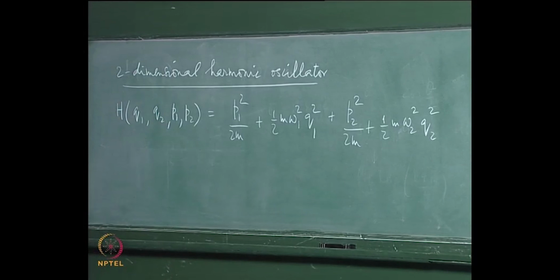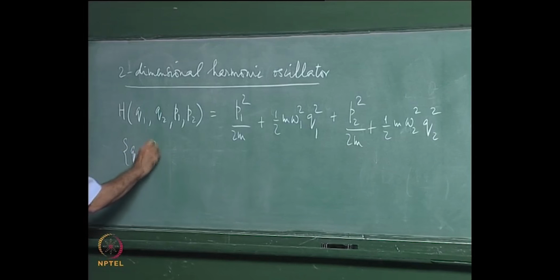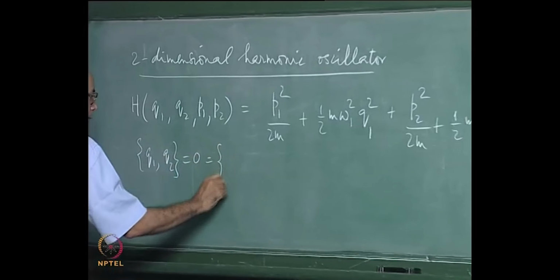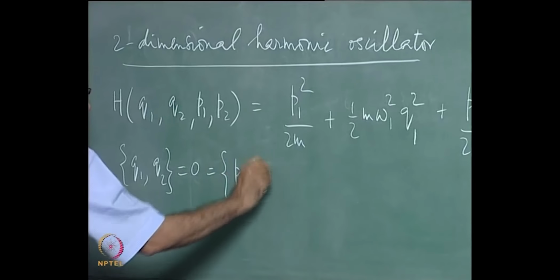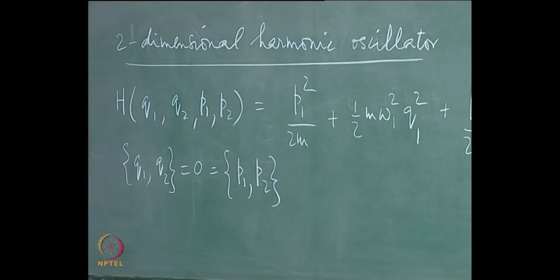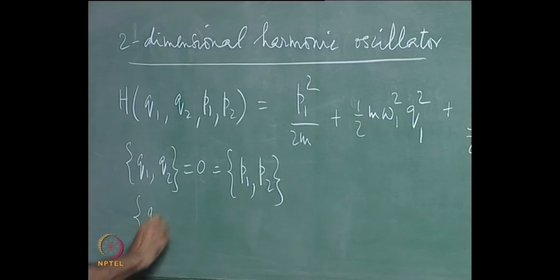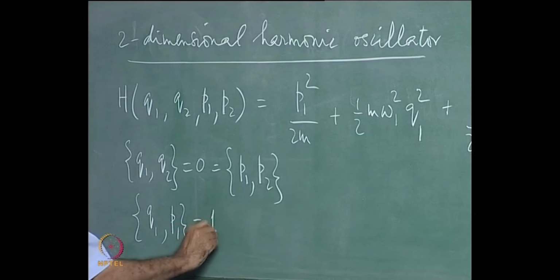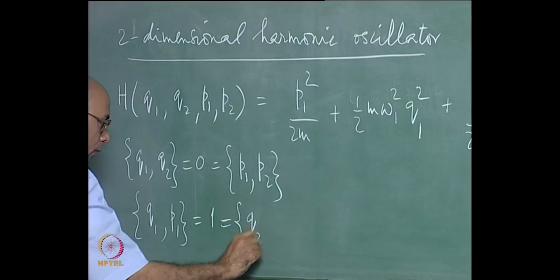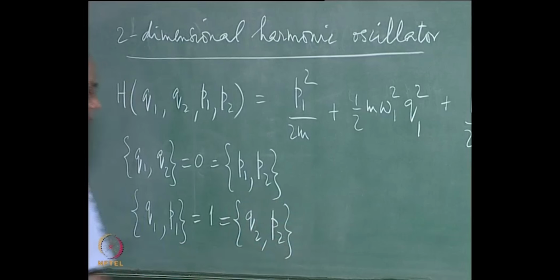This then is my Hamiltonian, and I have the typical Poisson bracket relations, namely q1 with q2 is 0, p1 with p2 is 0, q1 with p1 is 1, as is q2 with p2.